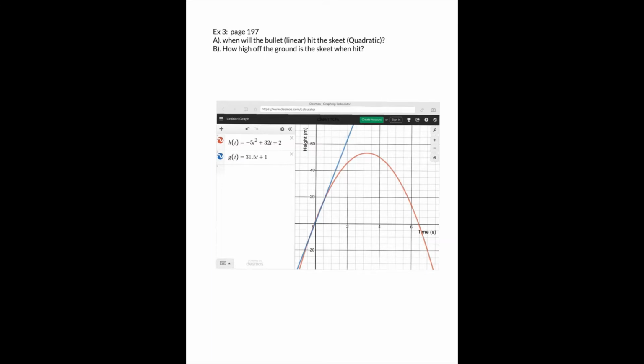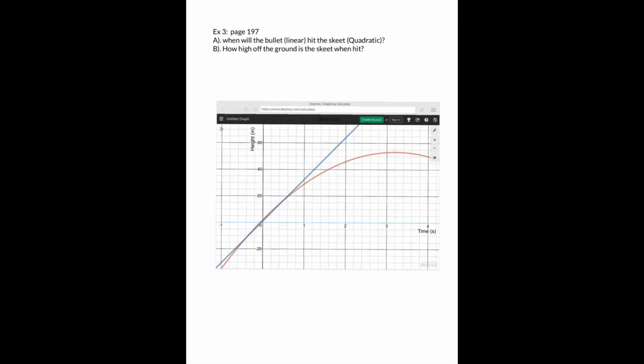So here, let's just zoom in. Before we go and do the actual algebra, if we look, we can see that it actually intersects here at a positive time and they intersect here at a negative time. The negative one we're not going to care about. That one doesn't matter. Okay.